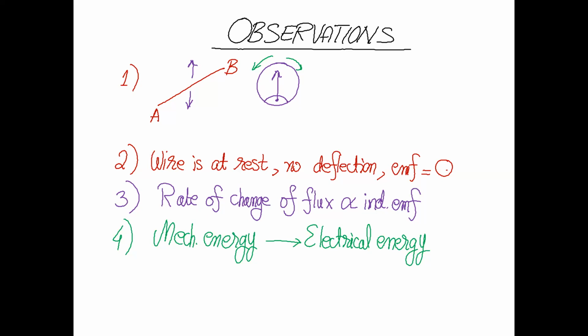Look at the observation. Faraday observed that as long as the wire is moving, the meter shows deflection. But when the wire is at rest, the meter shows no deflection. If you move the wire faster, you will get more EMF. And he notices that mechanical energy converts into electrical energy.